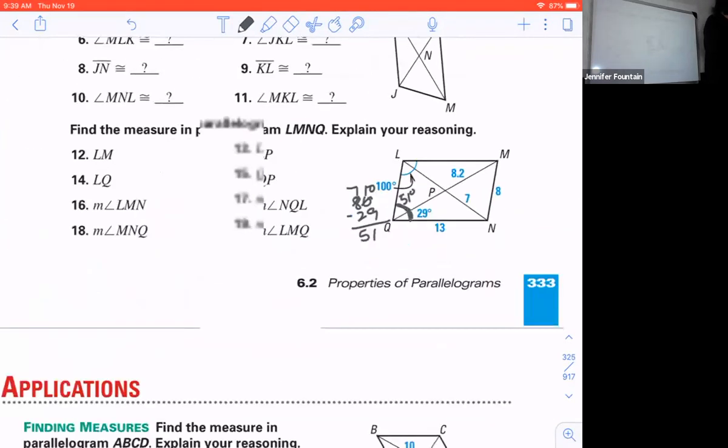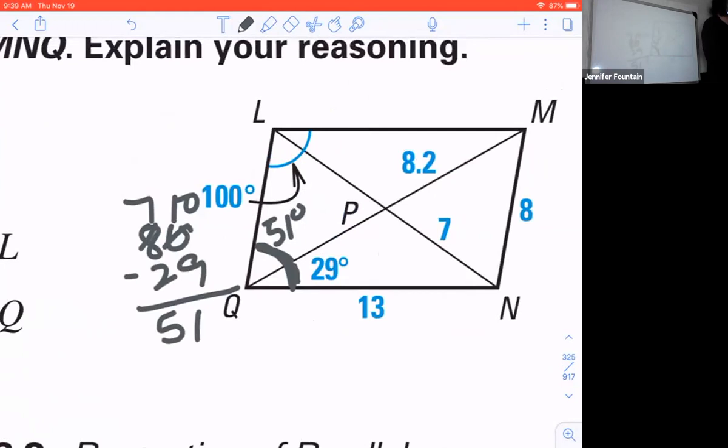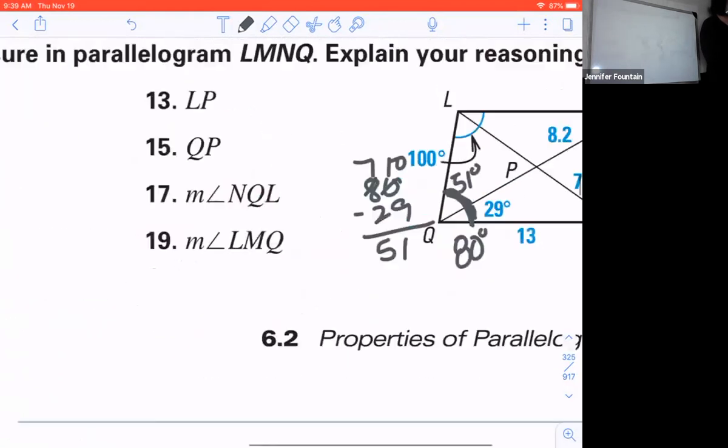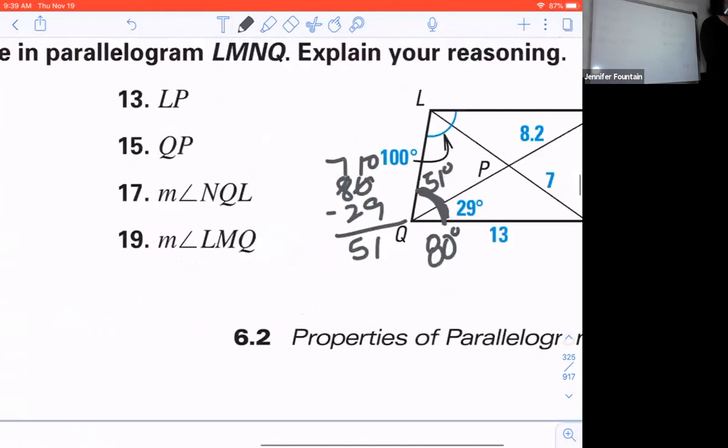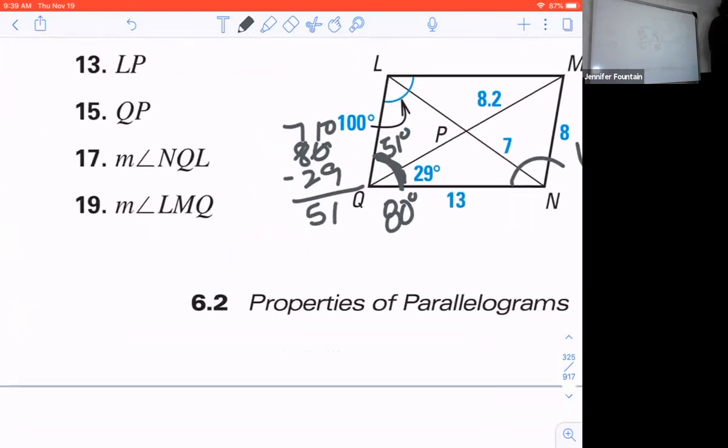Okay. Now let's take a look at angle NQL. So what do we say the whole measure of NQL is? 80 degrees. Good. What about MNQ? MNQ is going to be what? 100 degrees, good. Why? Because opposite angles, good. And what about LMQ?